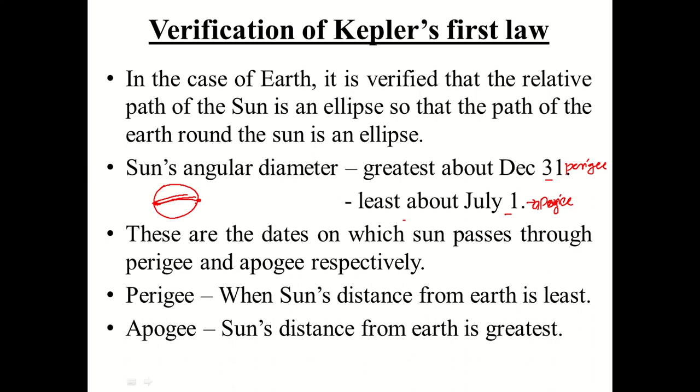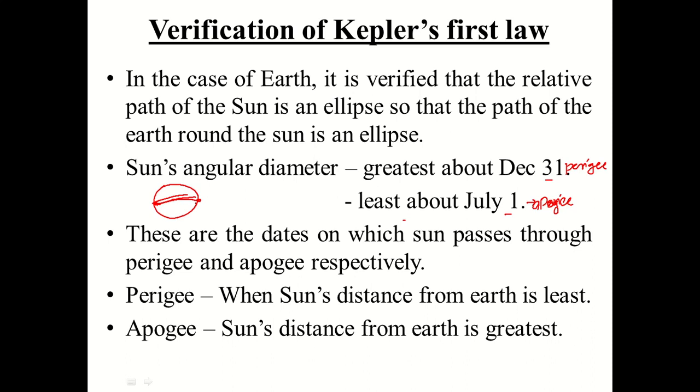The term perigee means when the Sun's distance from the Earth is least, and apogee means the Sun's distance from the Earth is greatest. When the distance is greatest, the angular diameter will be small. When the distance is least, the angular diameter will be greatest. And these terms perigee and apogee are used in reference to the Earth. If you are using the Earth as a reference, then the position nearest to Earth is called perigee, and when they are farthest from the Earth, that position is referred to as apogee.